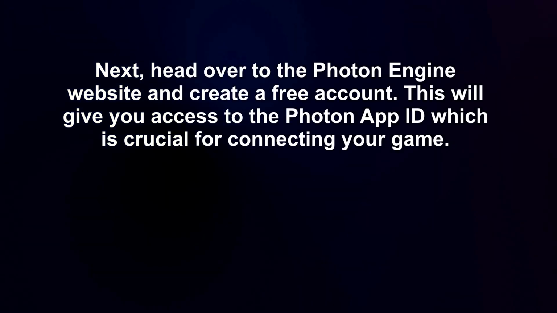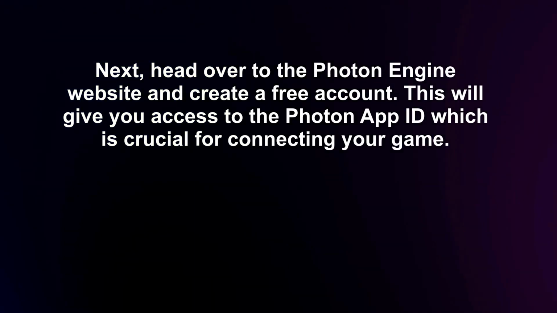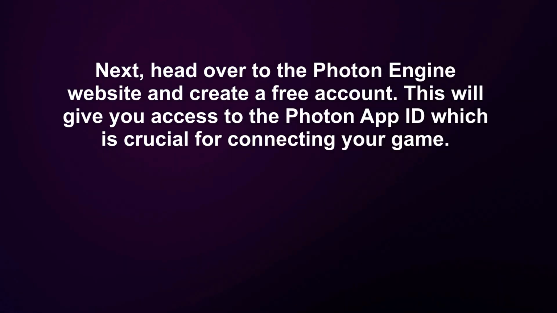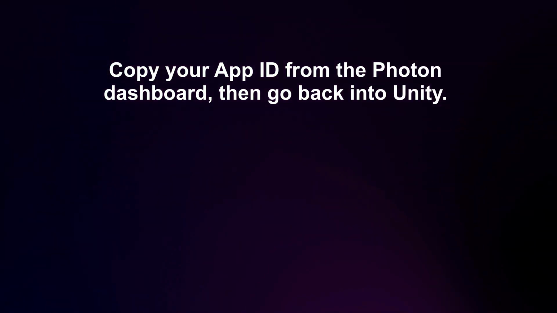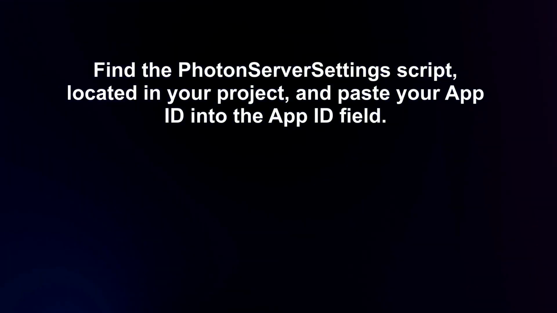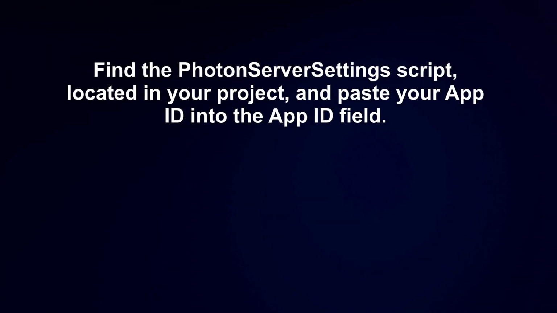Next, head over to the Photon Engine website and create a free account. This will give you access to the Photon app ID, which is crucial for connecting your game. Copy your app ID from the Photon dashboard, then go back into Unity. Find the Photon server settings script located in your project and paste your app ID into the app ID field.